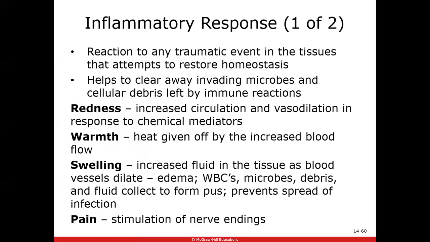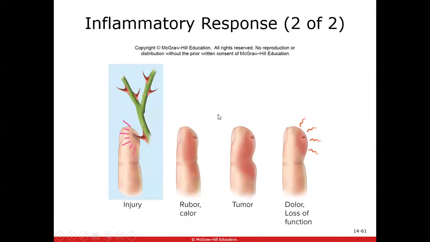Then you have swelling, which is called tumor in Latin. That's increased fluid in the tissue as blood vessels dilate. You get edema. Then white blood cells, microbes, debris, and fluid collect to form pus. This prevents the spread of infection. Then you get pain, which is called dolor in Latin. This is where you get stimulation of nerve endings. These are the classic signs and symptoms of the inflammatory response. It's good to know that, by the way.